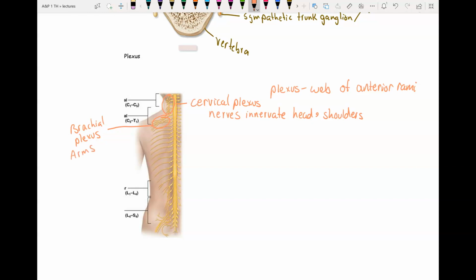Then in the thoracic region, notice here, there's no web. They don't interweave. So there is no thoracic plexus. Instead, these are what's called intercostal nerves. And remember, costal means ribs. So these nerves run along the ribs.